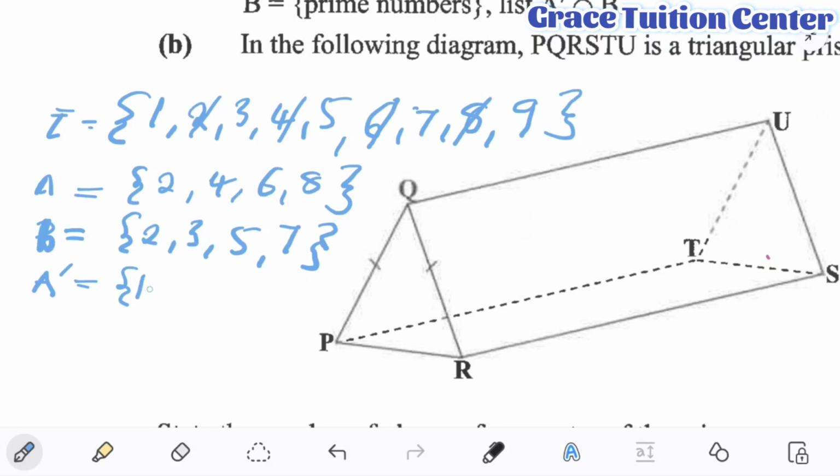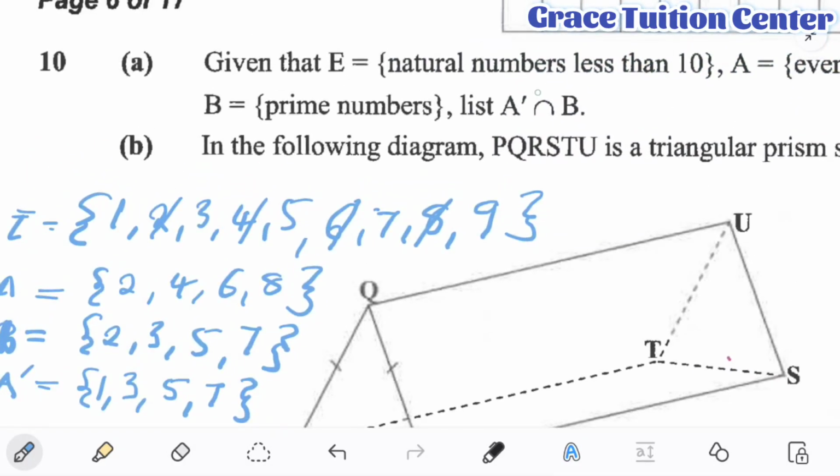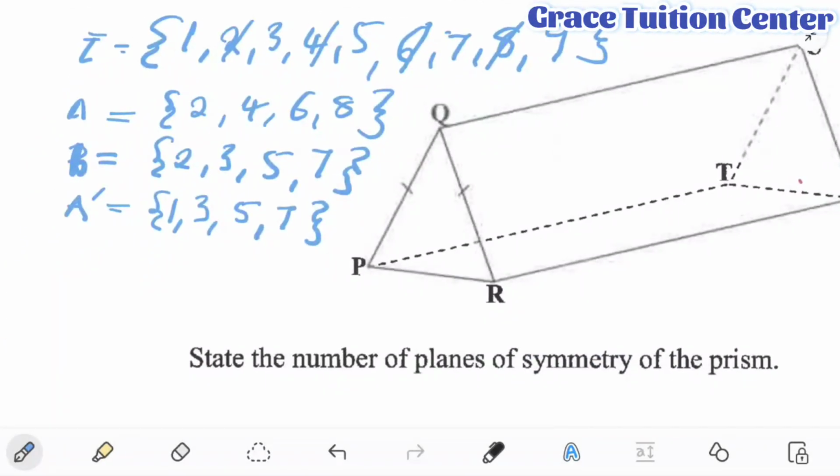We remain with 1, 3, 5, and 7. So these here give us the A complement set. So once we know our A complement, then we can go ahead and work out our question, which says list set A complement intersection B.